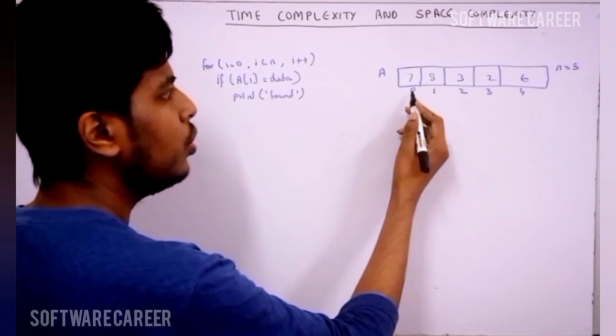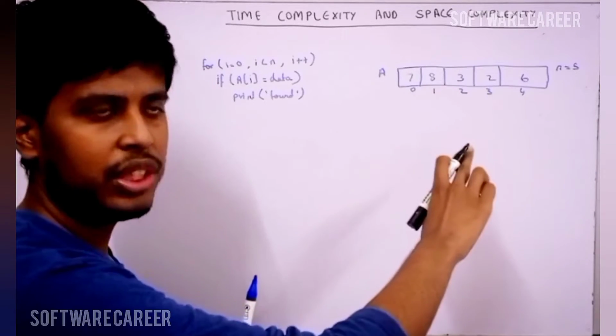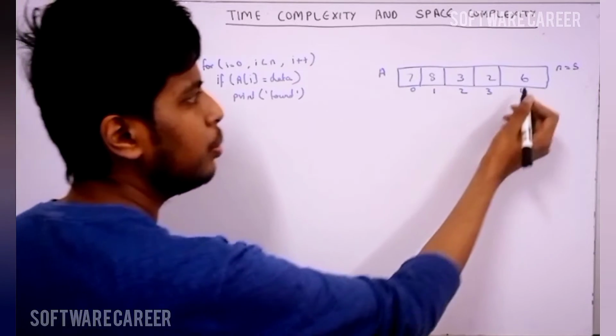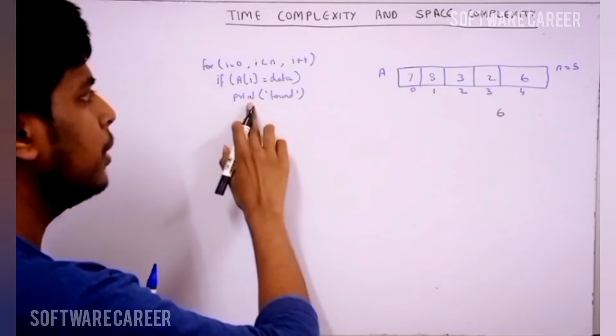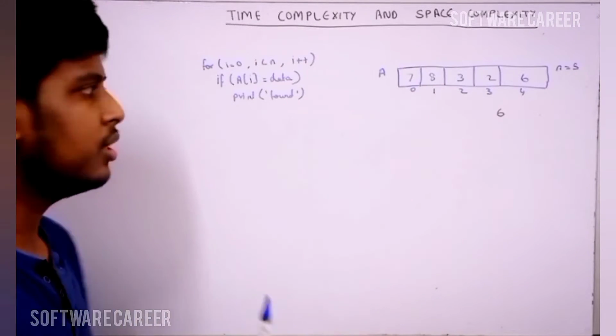I'm moving from 0, then 1, then 2, then 3, then 4 till the last index, moving one by one. If I find the data at that index, suppose I want to search 6, and I find 6 in the array, I print found, 6 is found in this array. To search an element, this is the code.